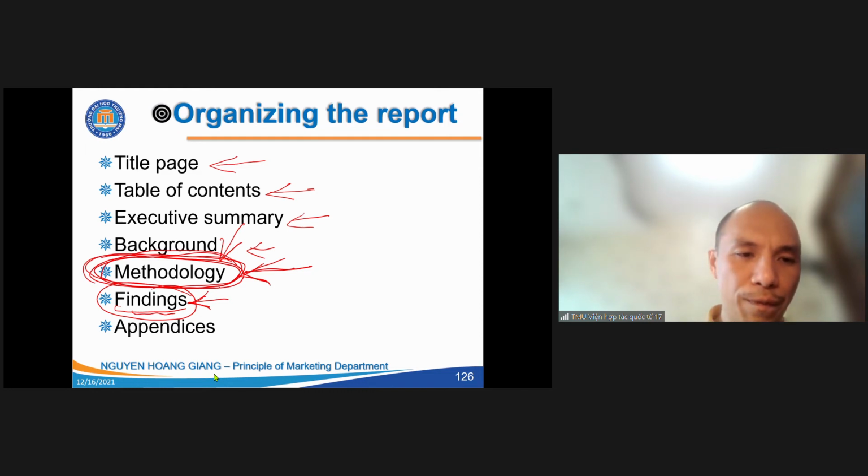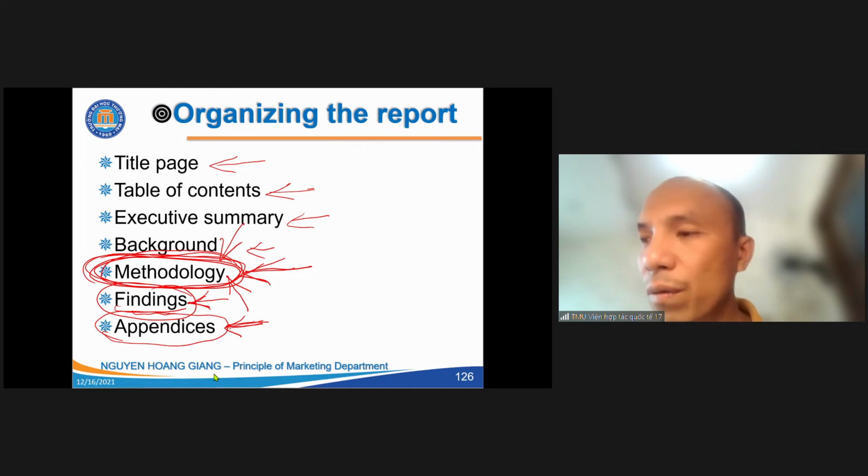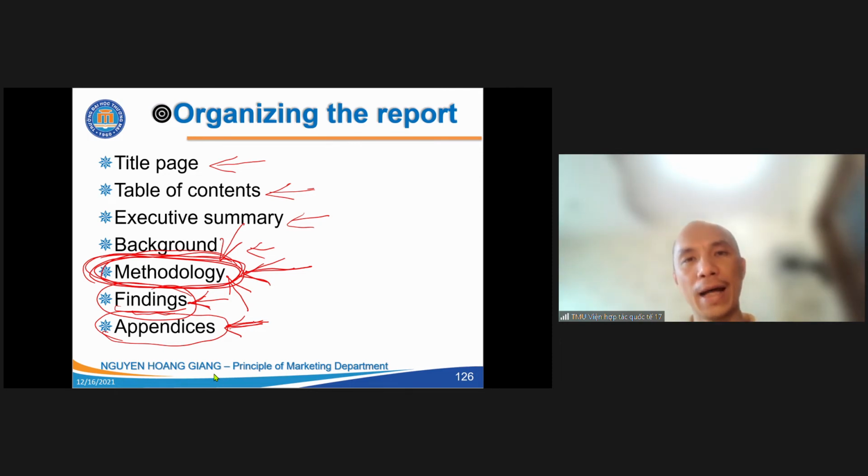And to prove the methodologies, you need the appendix. And for the foreigners, they pay much attention to the appendix. So be careful. For example, if you do group work or individual work next semester, they require you to send the links, send the data, and they can check online.